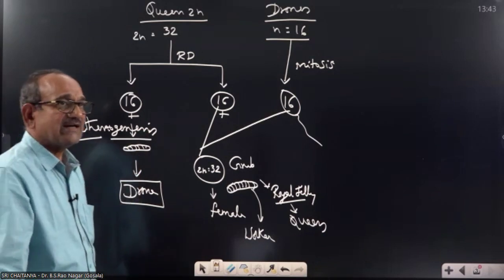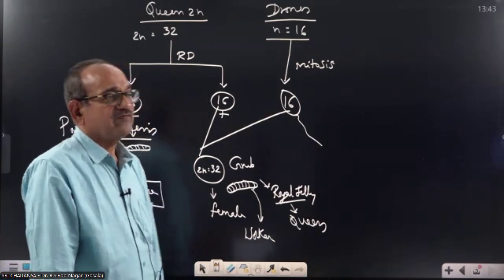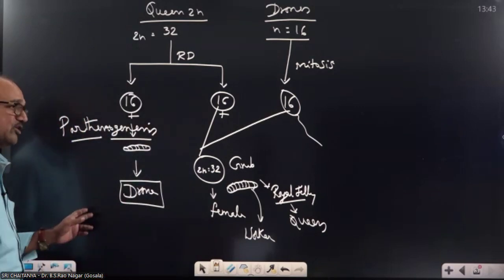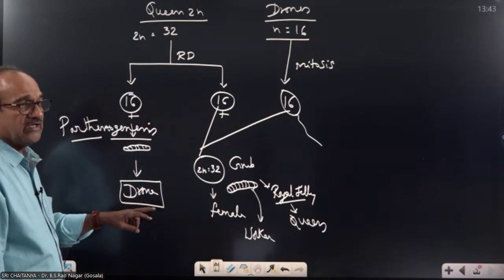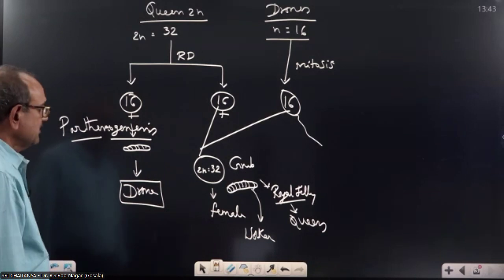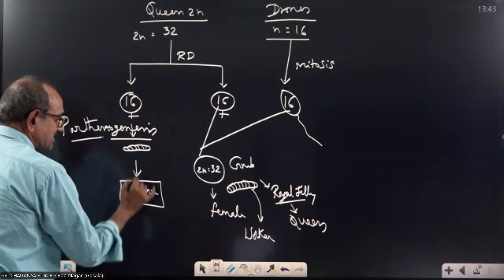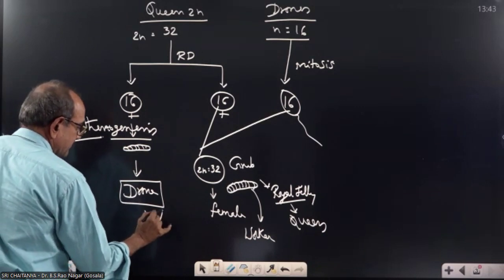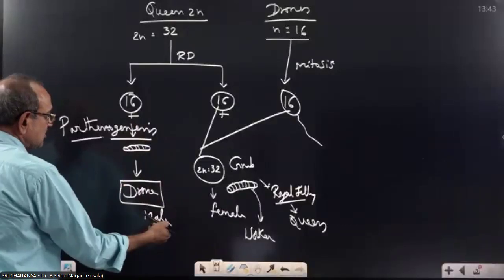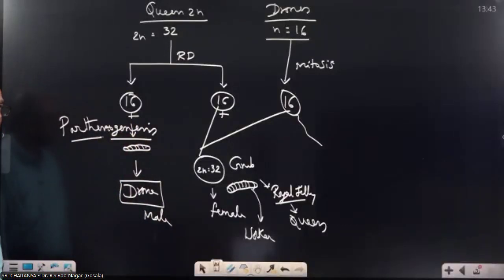In parthenogenetic development, there are varieties of methods: arrhenotoky, thelytoky, amphitoky, like this. Here, through parthenogenesis, the egg is developing into a male. That is, the development of a male individual through parthenogenesis is called arrhenotoky.